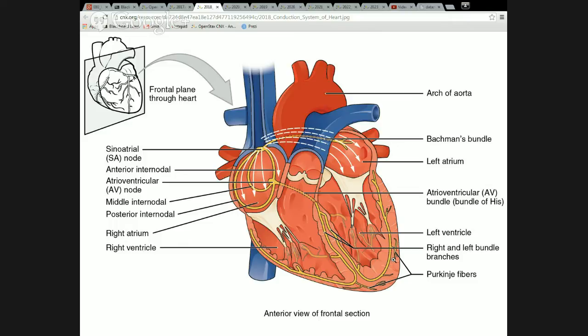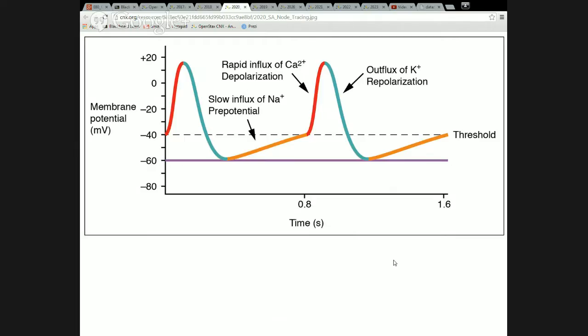Now, the way that the SA node works like this has to do with the fact that it's made up of cells that are autorhythmic. They generate their own action potentials. And this is a representation of what those action potentials are kind of like. Now, I say kind of like because I'm not a cardiac physiologist. I'm really more accustomed to neurophysiology. So the numbers here don't quite jive with what I expect to happen in excitable cells. But again, that might just be because I'm not that familiar with the heart. These are the numbers that we tend to see.